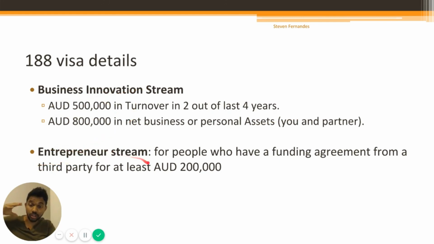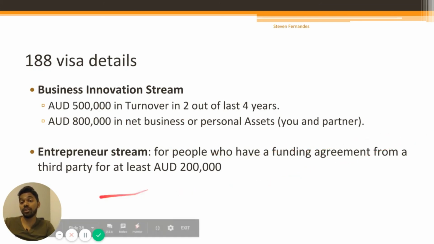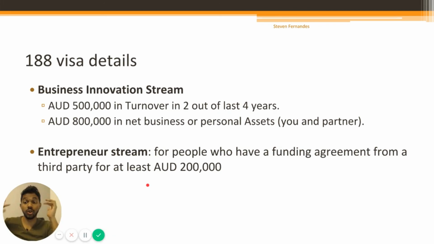The entrepreneur stream is for a lesser amount of money, so to say. So these are for people who are starting a new business and who have a funding agreement from a third party who has invested at least 200,000 Australian dollars in capital for their startup or their venture. So if you have something like that, then you can apply under that visa.